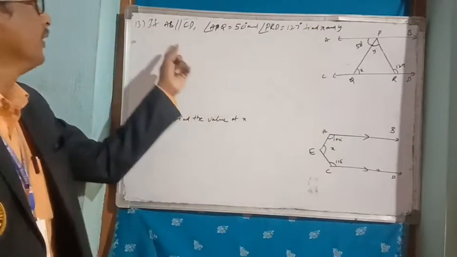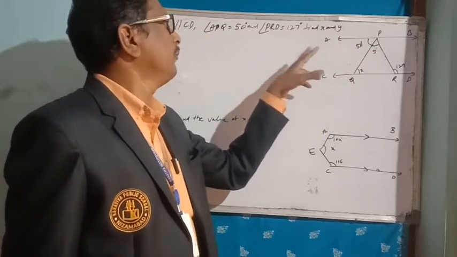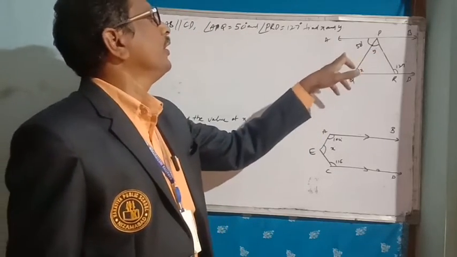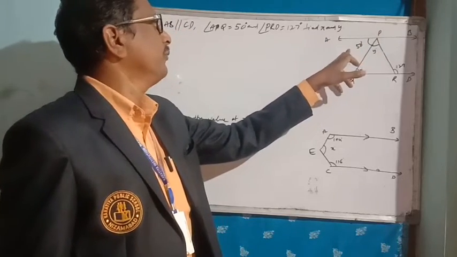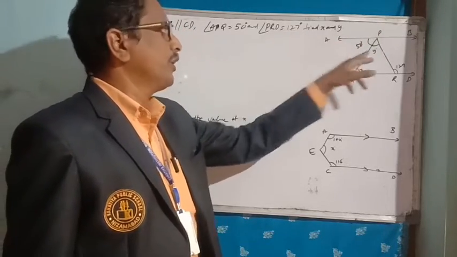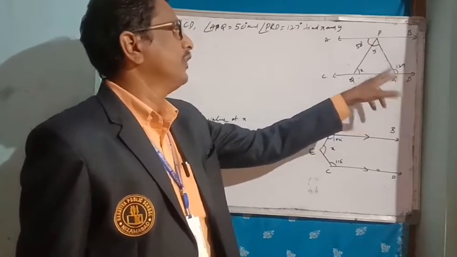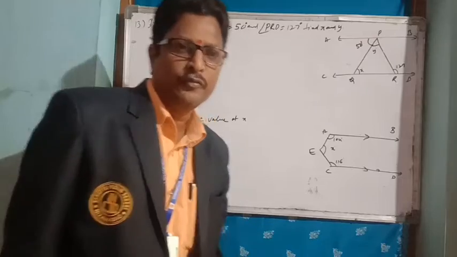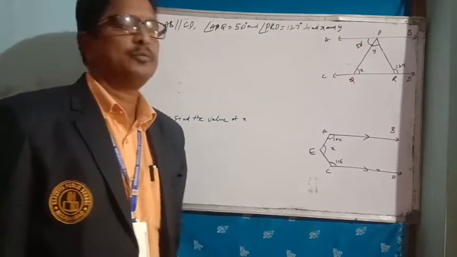See children, here AB is parallel to CD. These two lines are parallel, and angle APQ is equal to 50 degrees, given, and angle PRD is equal to 127 degrees, given. Then find x and y. Just observe how we can find the x value and y value.